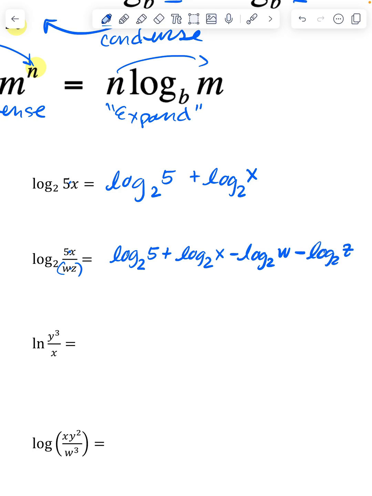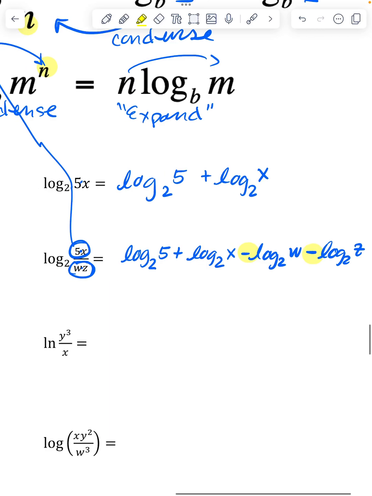Now some kids think this last one should be a plus because these are multiplied by each other, but they're both on the bottom, which means they're being divided. So that's how I always think about it. If something's on the top, I'm going to have a plus sign in front of it, but if something's on the bottom, I'm going to have a minus. So you'll see I have a minus in front of the w and also the z.